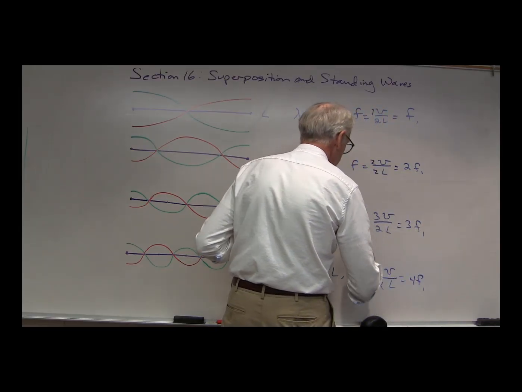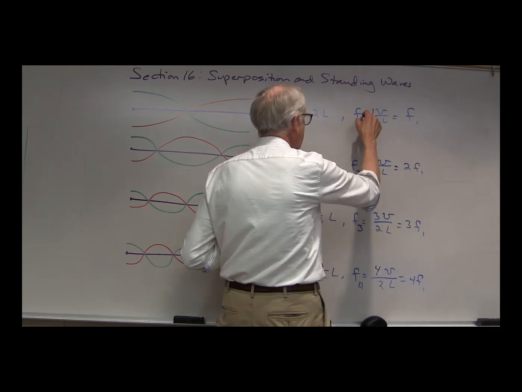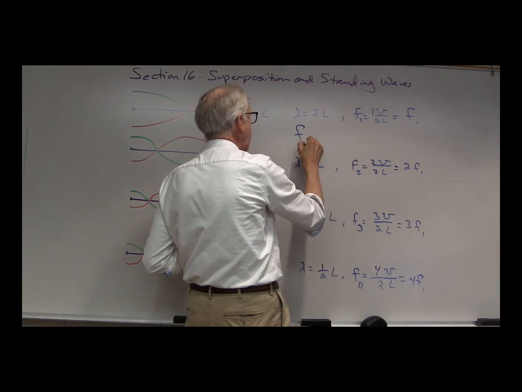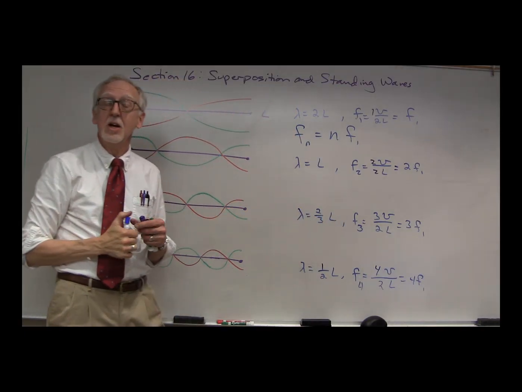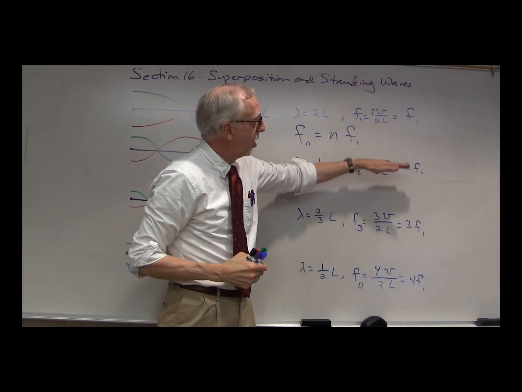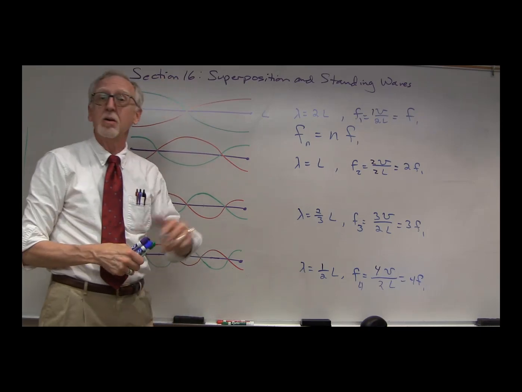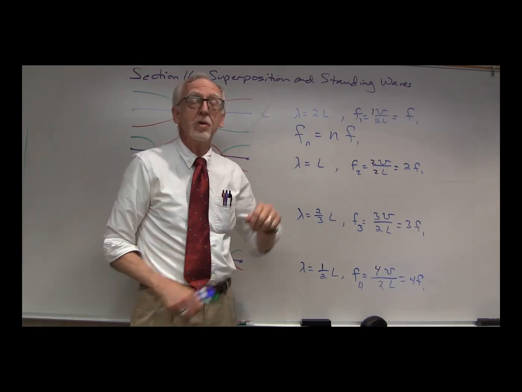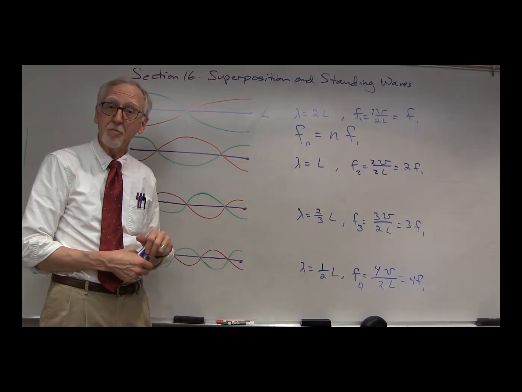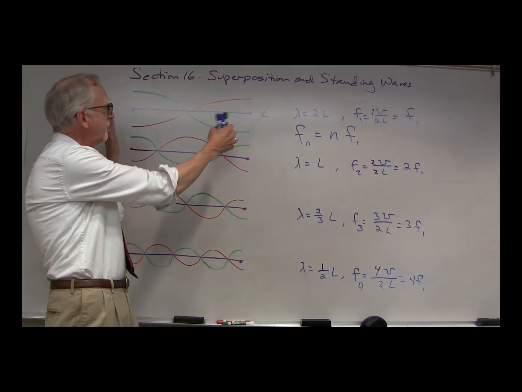So this is the 4th, 3rd, 2nd, 1st, and what do we have? We have Fn equals n times the fundamental. So again, we have all of the multiples, 1, 2, 3, 4, 5, 6, 7, 8, etc. So we end up with frequencies that correspond to the same frequencies that we had with 2 fixed ends.